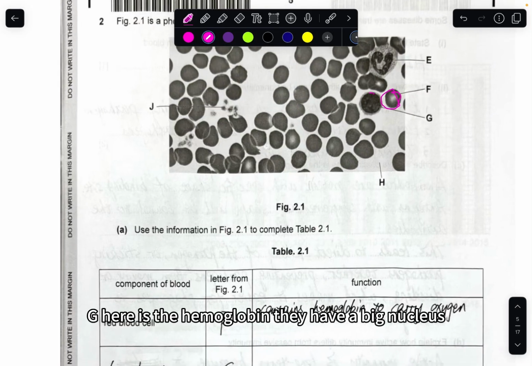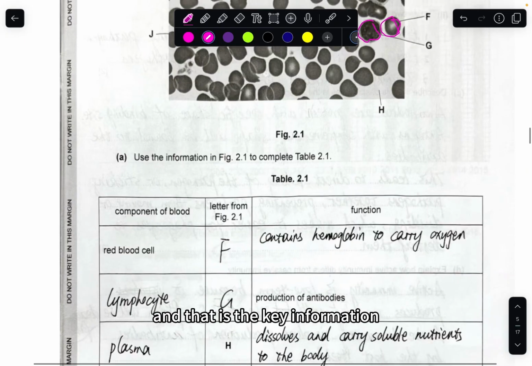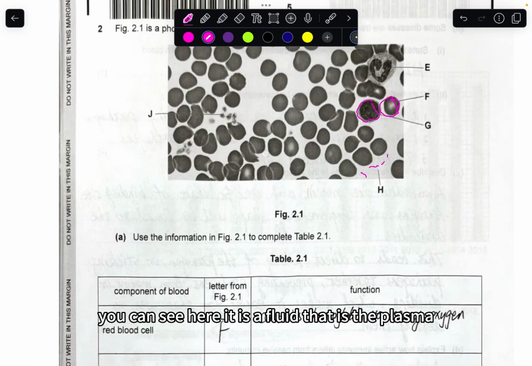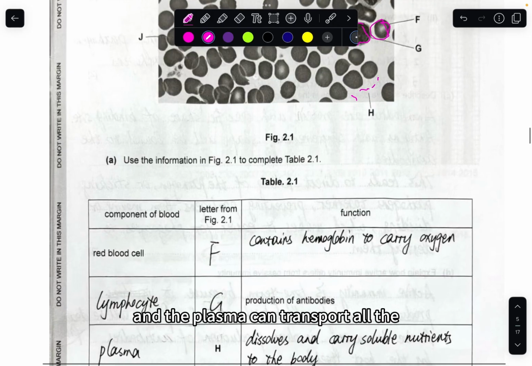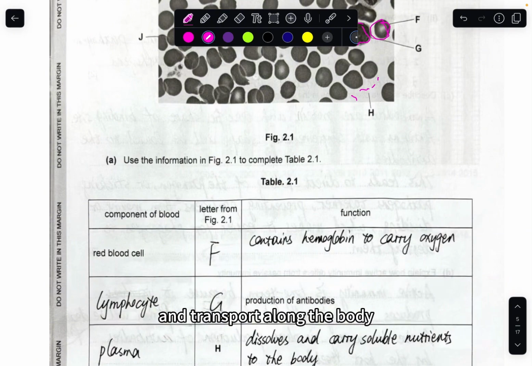G here is the lymphocyte. They have a big nucleus because they produce antibodies, and that is the key information. H, you can see here, it is a fluid, that is the plasma, and the plasma can transport all the other gases and dissolve the soluble nutrients and transport them along the body.